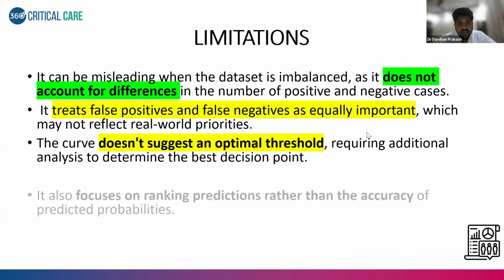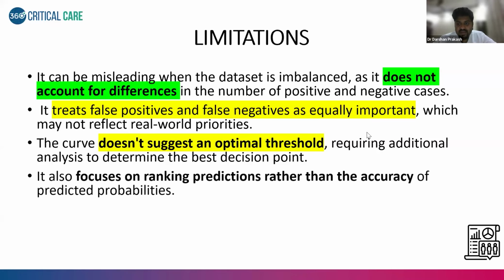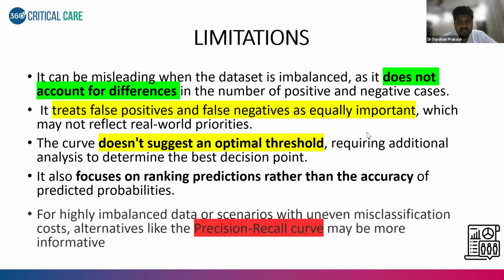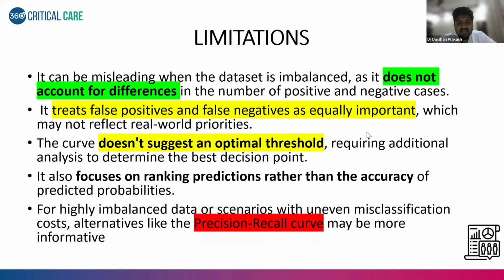It focuses on ranking predictions rather than accuracy. So accuracy is not what it focuses on. It only gives us an understanding about the rank of that particular curve. If you want a better curve which doesn't have the above limitations, the thing we need to consider is a precision recall curve. In a precision recall curve, you'll be able to tell from previous data, and based on that, you'll be able to draw conclusions.